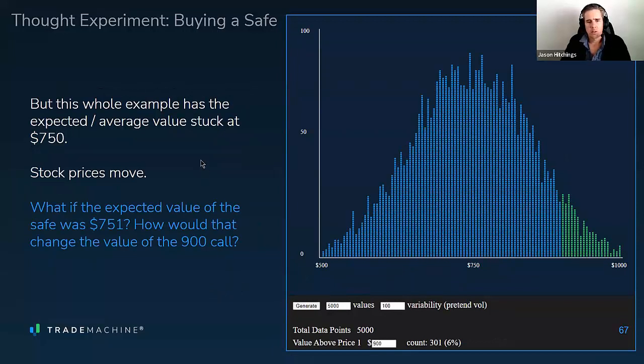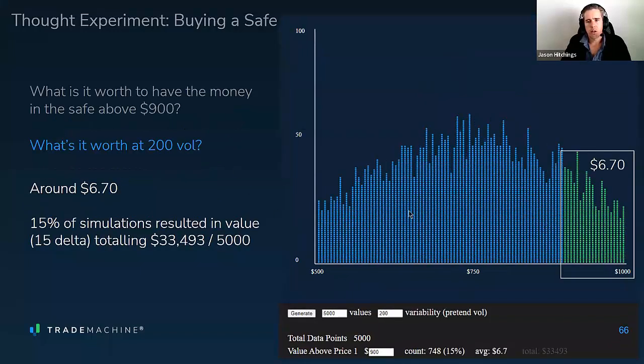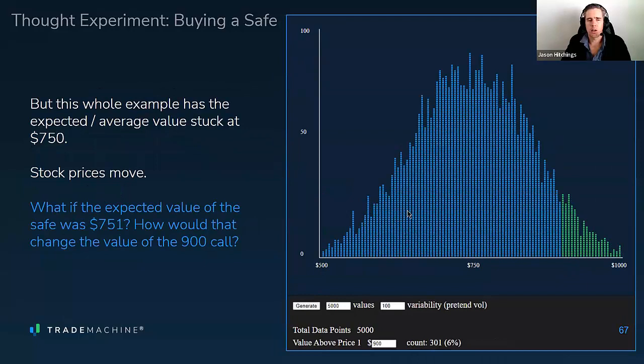But let's say for a second, because in this we're only varying the volatility, what if we can actually change the stock price too, or the underlying? In this case, when we're looking at a safe, instead of the average amount in the safe being $750, what if it was $751? What would that tell us about the value out here? How does that change your total expected value? So we're going to stick with 100 volatility, but we're going to change the chart to center the average amount at 751.